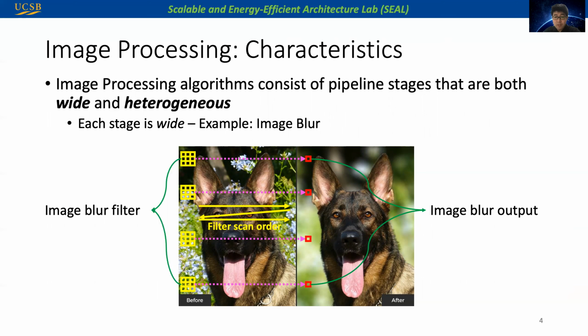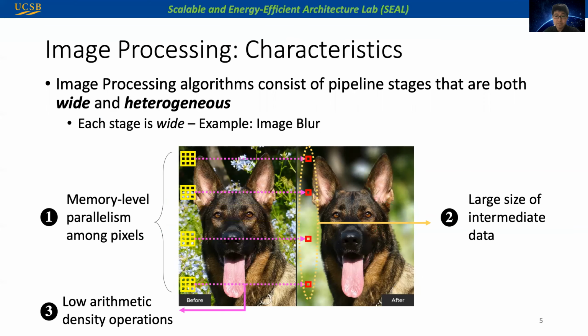First, most of the individual pipeline stages are wide. Here, we will use image blur as an example to show this. Image blur is the process of using an image blur filter to scan over the input image, as shown in this figure. At each location in the input image, a filter computation will be performed between the image blur filter and the corresponding input image region, and an output pixel will be produced.